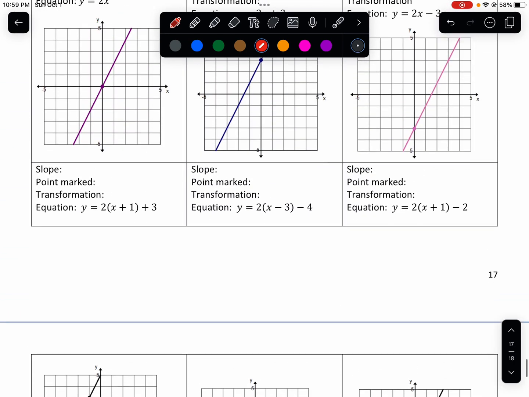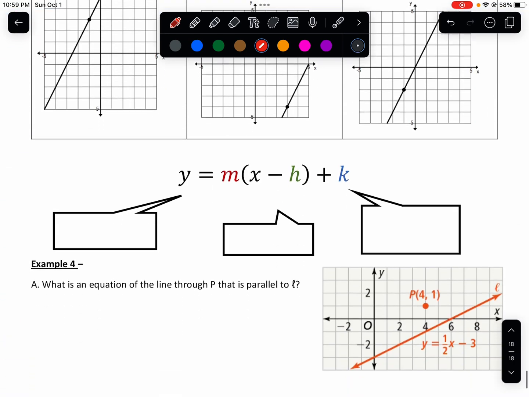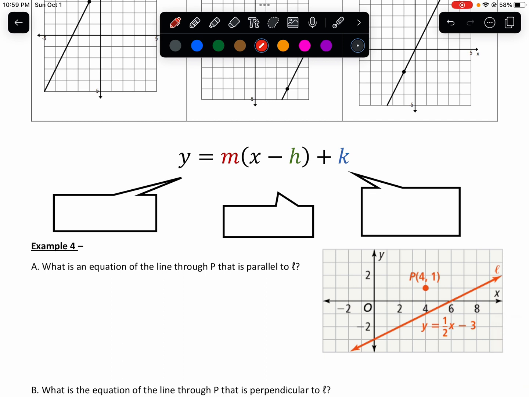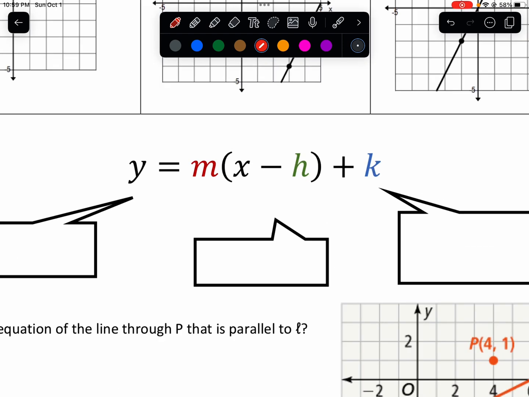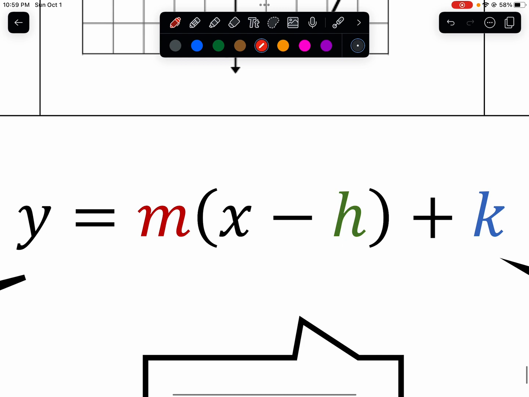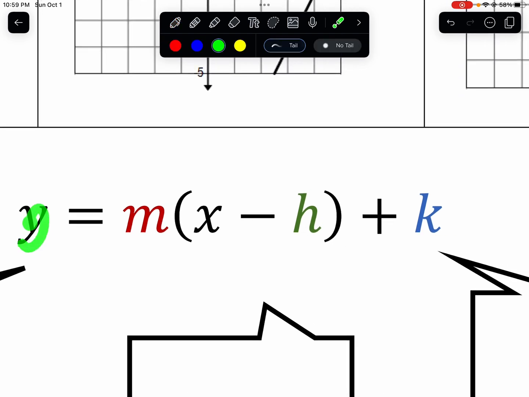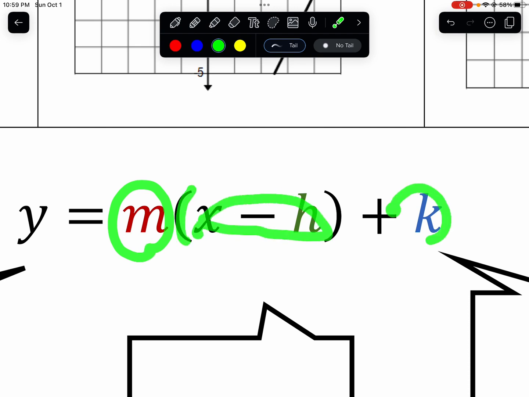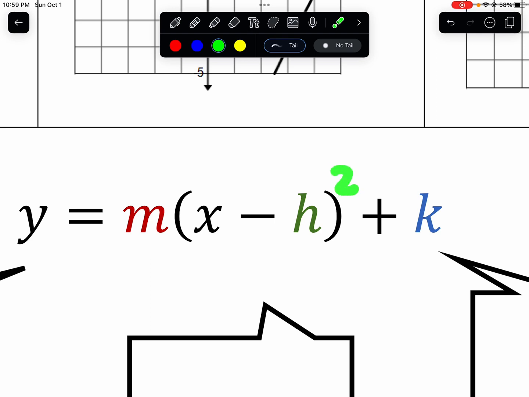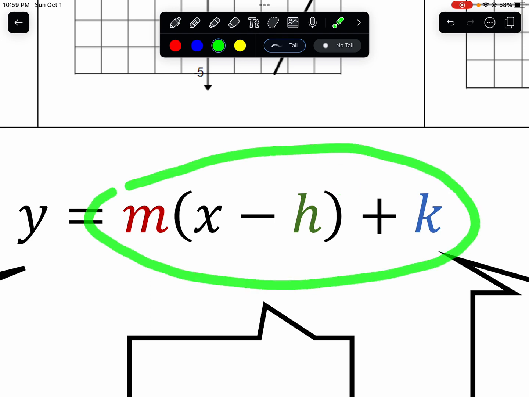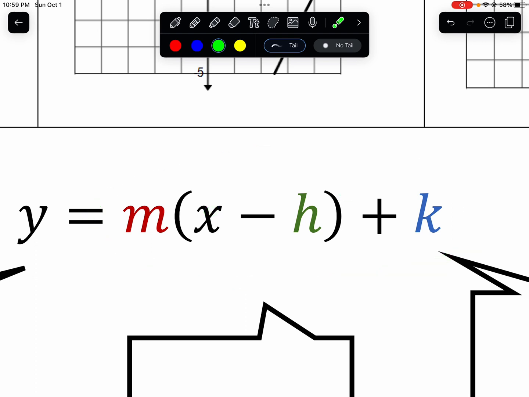We did this in class pretty extensively. It was really useful for us to ultimately come to this conclusion. Okay, and this is the best way to write the equation of a line, and almost always the best way to write the equation of any type of function. So here we have y equals m, that's our slope, times x minus h plus k. Now, if I were to add a square to this, this would be vertex form of a quadratic equation, okay?